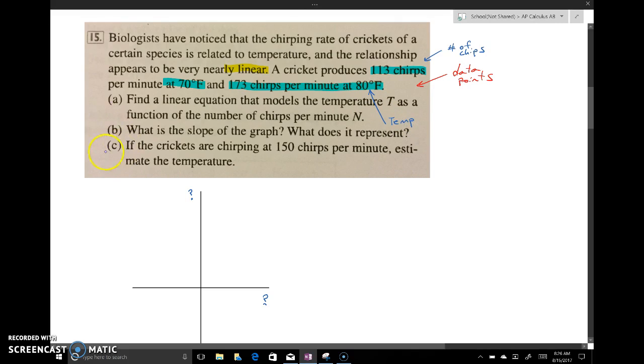So, reading this very carefully, find a linear equation that models the temperature as a function of the number of chirps per minute. That's going to help us determine which variable should go on which axis. And then from there, we can plot the 2 data points that they gave us, form the line, and answer the other questions. So that should help you get started on that question.